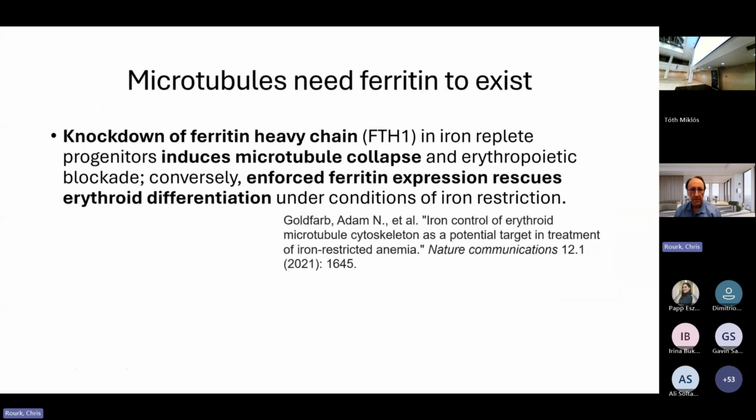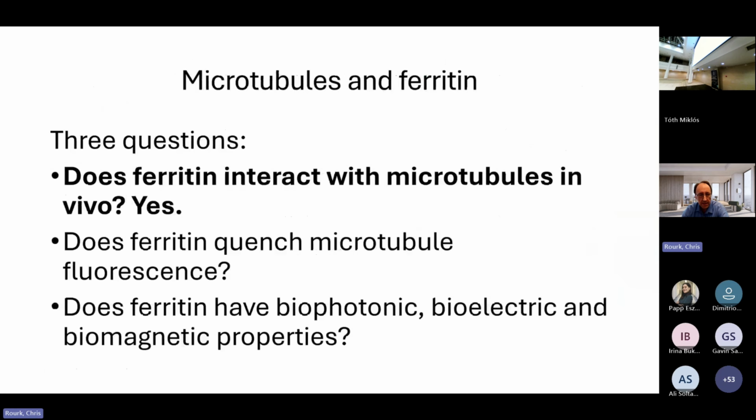Here's a third in vivo study that used a knockdown of the ferritin heavy chain gene, and that induced microtubule collapse. So it seems that ferritin is necessary for microtubules not to collapse. When they enforced expression of that gene, the microtubule function for erythroid differentiation was restored. So I think, based on this evidence, that we can say to a scientific level of certainty that ferritin is interacting with microtubules in vivo.